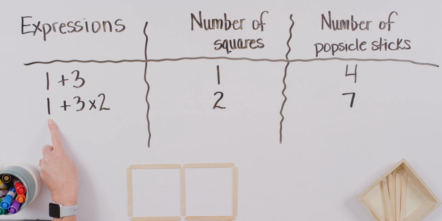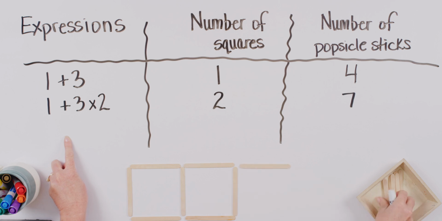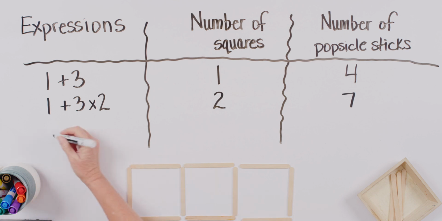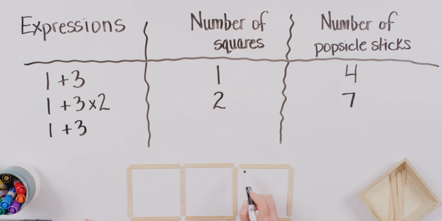How many squares do I have now? 2. Okay. Now, what about if we wanted to add another square? How many popsicle sticks would I add? 3 more, wouldn't I? So now, again, I started with my 1. I added my 3, but how many groups of 3? I have 1, 2, 3 groups of my 3, right? So I'm going to multiply my 3 times my 3. How many squares do I have? I have 3 squares.